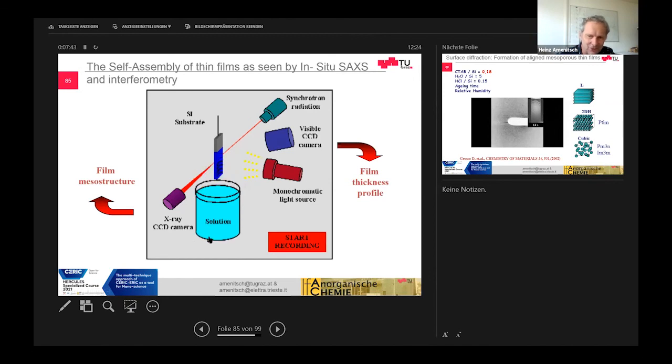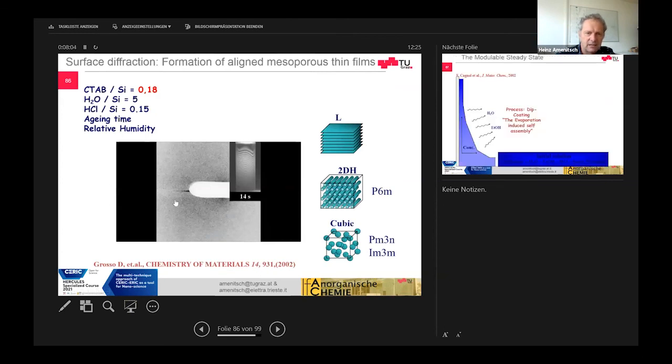You remove the solution and you have a film formation. You can look at the film thickness by light interference pattern, and with synchrotron radiation the mesostructure formation. And if we now look here at the results, I think this is quite impressive. So here you're looking at this chemistry, aging time and relative humidity were the variables we introduced. And then here you're looking at the pattern and the film formation simultaneously in situ.